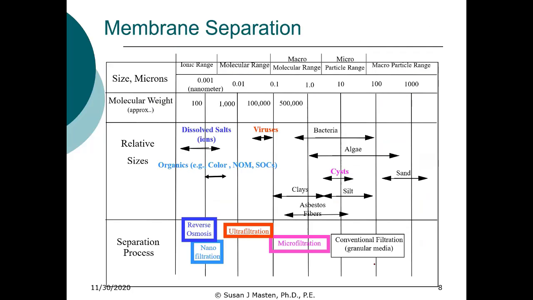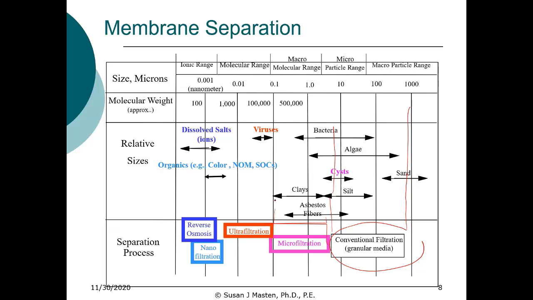This is just another image to, again, show you what we're removing. So we've talked about granular media filtration. When we're looking at, for instance, sand filtration, we're looking at removing particles in this range. We can remove algae. We can remove cysts and oocysts, so giardia and cryptosporidium. We can remove most bacteria. And in fact, we'll get some additional removal because of just attachment.